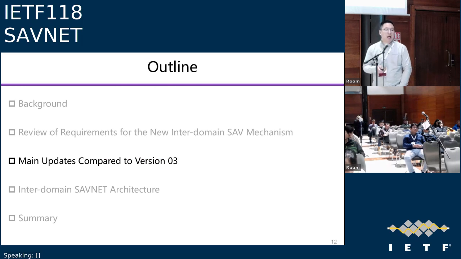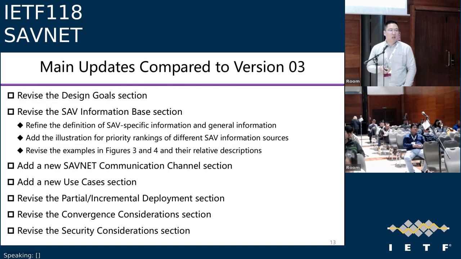Let's look at the summary of the main updates compared to version 0.3. We have revised the design goals and the SAV information-based sections. In the SAV information-based section, we have refined the definitions of subspecific information and general information. We have added the illustration for priority rankings of different SAV information sources and refined the examples in figures 3 and 4 and the relative descriptions. We have added a new SAV communication channel section and the new use cases section. We have revised partial or incremental deployment considerations, convergence considerations, and the security considerations.